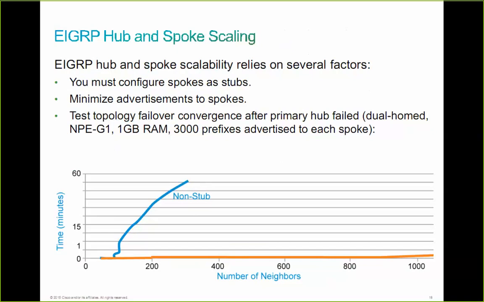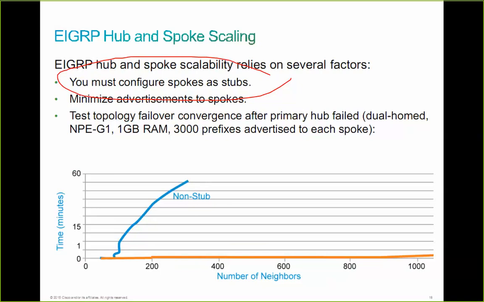Let's break it down bullet point by bullet point, right? They're saying here that EIGRP hub and spoke scalability relies on several factors. Number one, configure the spokes as stubs. All right, great. What would that accomplish? If I'm configuring in a traditional hub and spoke environment the spokes as stubs, what does that do for me?